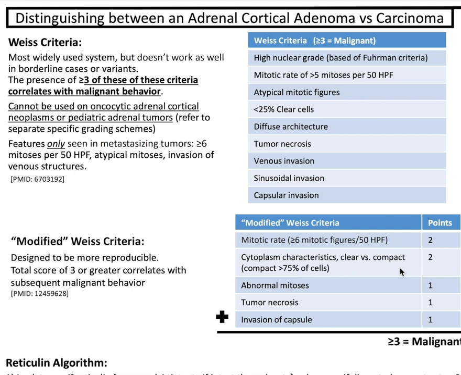Features only seen in metastasizing tumors are greater than or equal to 6 mitoses per 50 high power fields, atypical mitoses, and invasion of venous structures. The original Weiss criteria, where you need greater than or equal to 3 features to be malignant, include high nuclear grade based on the Fuhrman criteria, mitotic rate of greater than 5 mitoses per 50 high power fields, atypical mitotic figures, less than 25% clear cells, diffuse architecture, tumor necrosis, venous invasion, sinusoidal invasion, and capsular invasion.